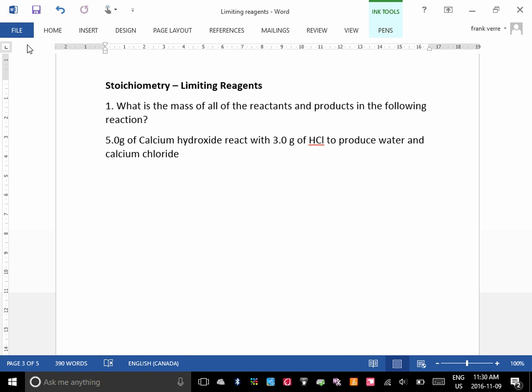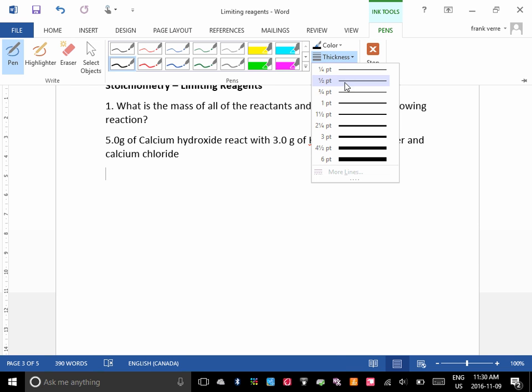So today we're going to look at 3 sample questions that have to do with limiting reagents or limiting reactants, okay? So here's the first question. We have 5 grams of calcium hydroxide that will react with 3 grams of hydrochloric acid to produce water and calcium chloride, all right? So what is the first thing you should do?